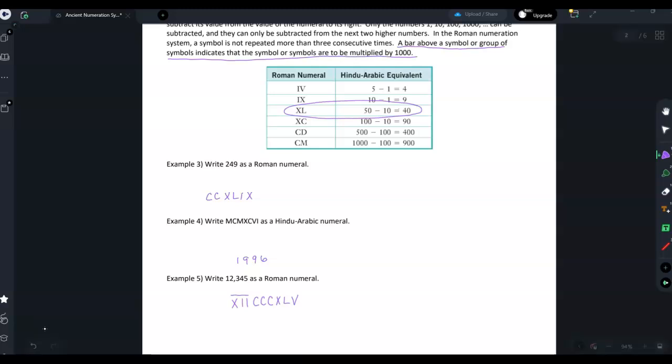So practice this some more. Come up with more examples, especially examples that use some of these 6 numbers, and go do some practice changing our numbers into Roman numerals, and then also changing Roman numerals back to our system.